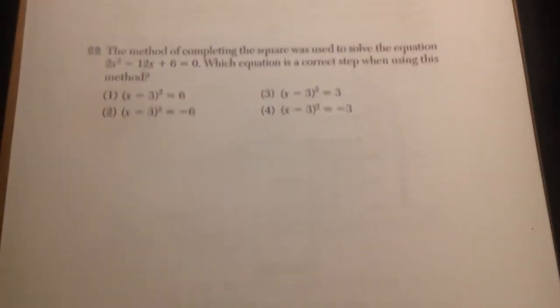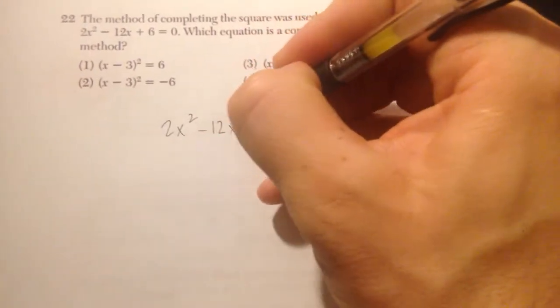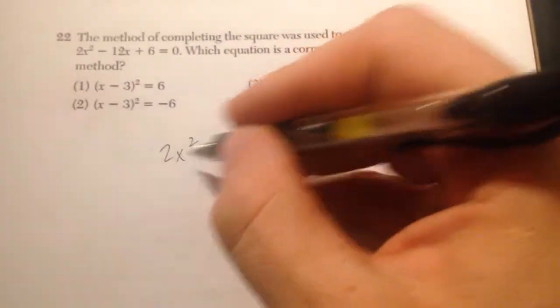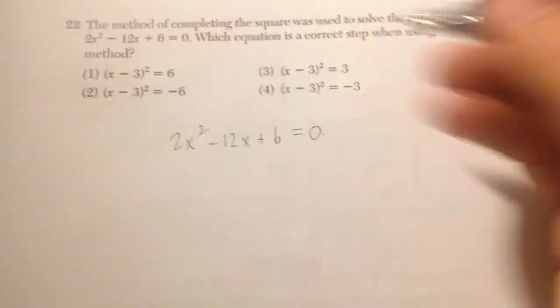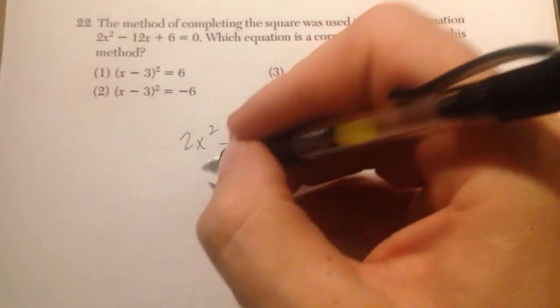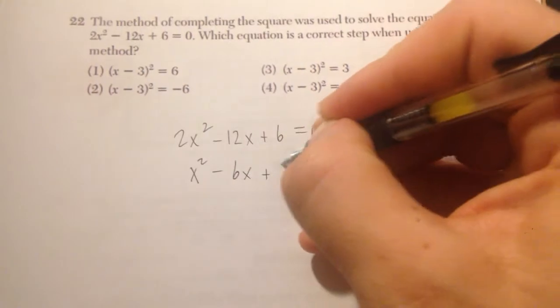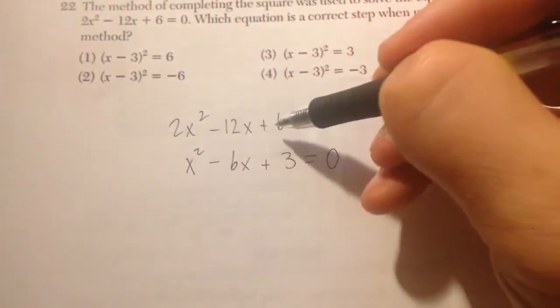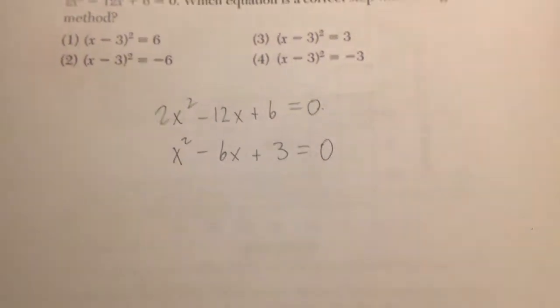The method of completing the square was used to solve the equation. Now, if you notice, each of these numbers is divisible by 2. So if I factor out a 2, if I divide every single thing by 2, you're going to get x squared minus 6x plus 3 equals 0. As long as all of these are divisible by 2, now 0 is technically divisible by 2 because 0 divided by 2 is 0.